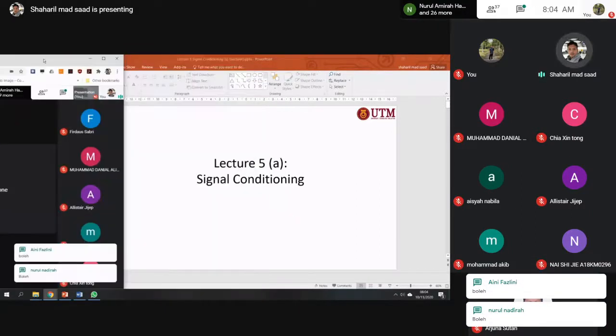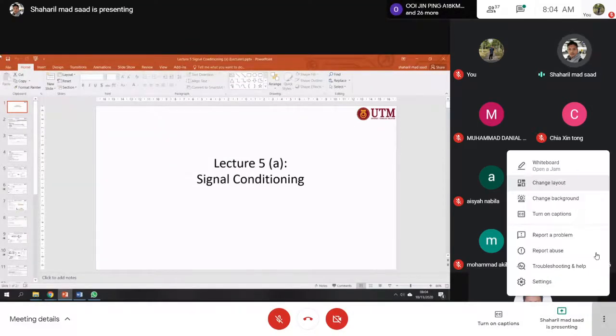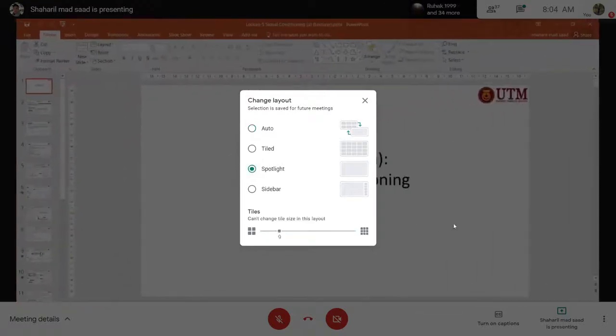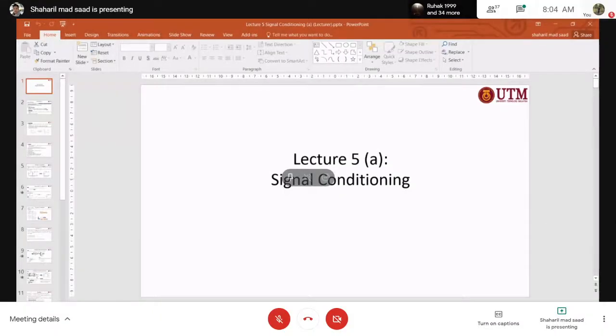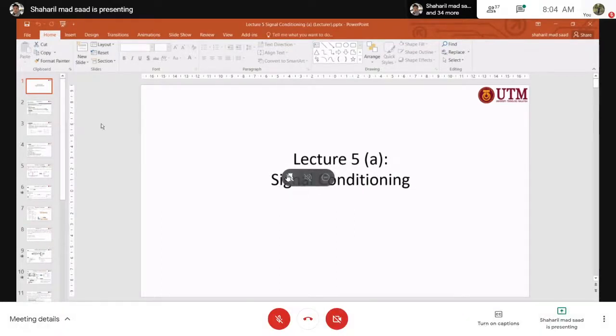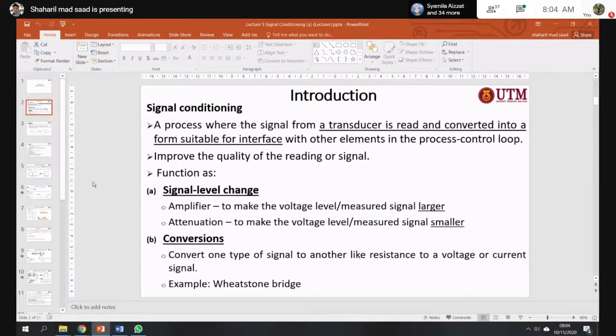Alright, good. Okay, so signal conditioning. This one you have learned before in your electronic subject, right? It talks about the op-amp. There are two parts for signal conditioning, which are part A and part B. So let's look at it a little bit.